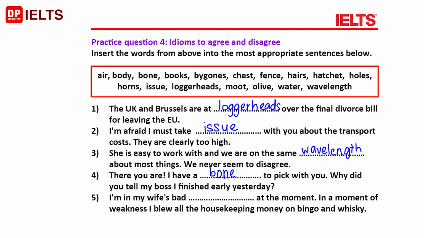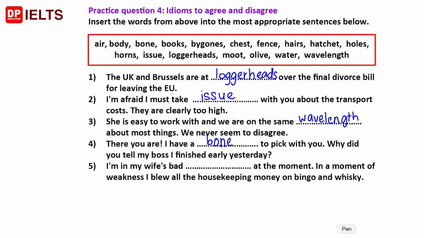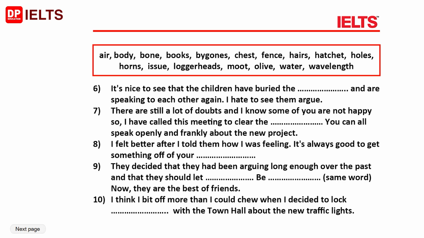Next one. I'm in my wife's bad books at the moment. In a moment of weakness, I blew all the housekeeping money on bingo and whiskey. Next one. It's nice to see their children have buried the hatchet and are speaking to each other again.